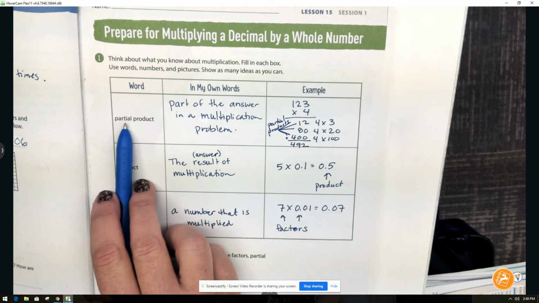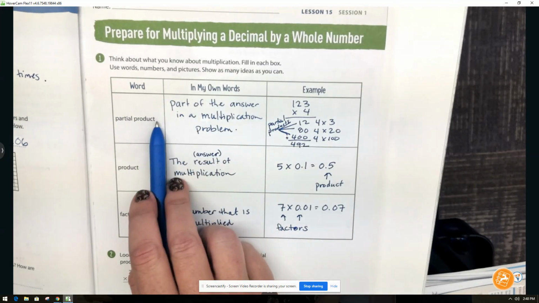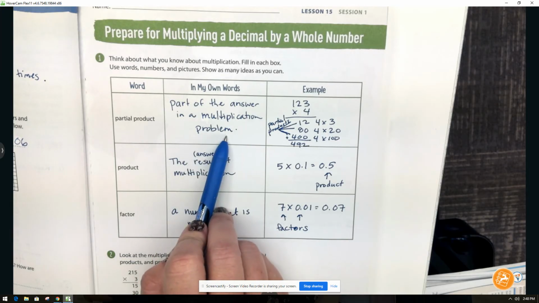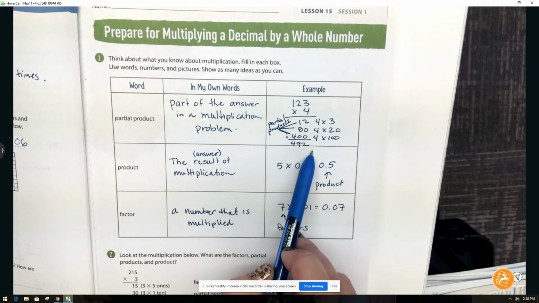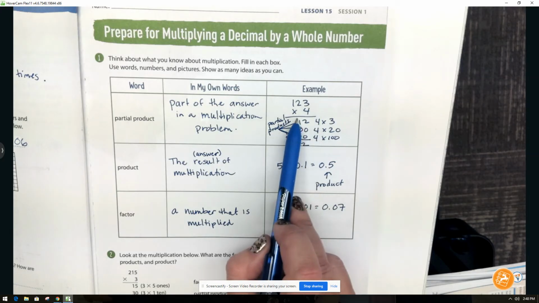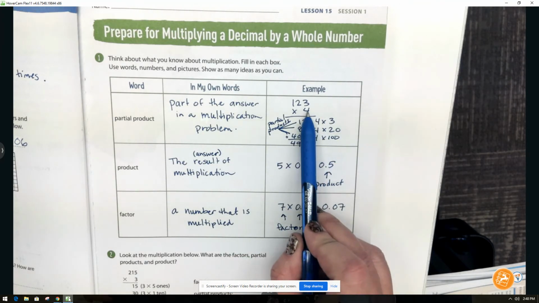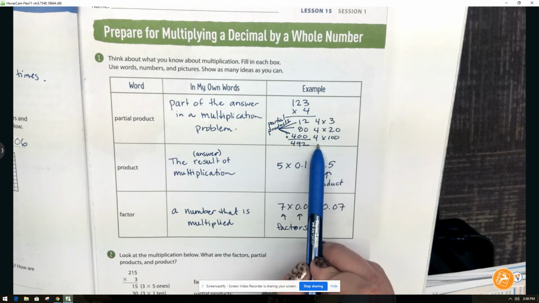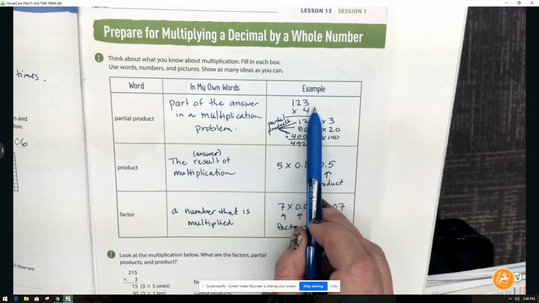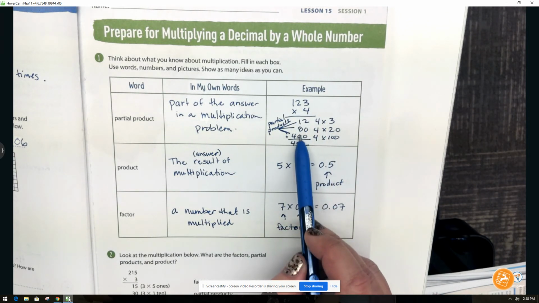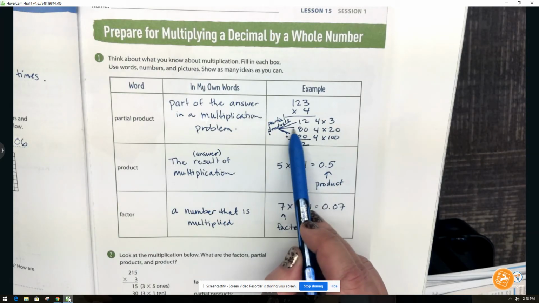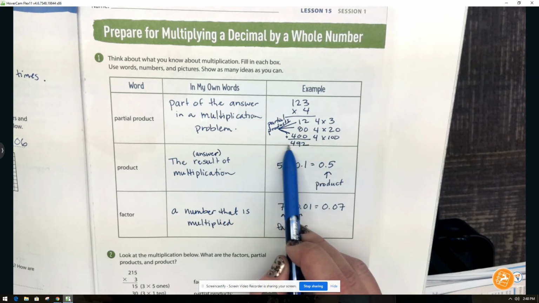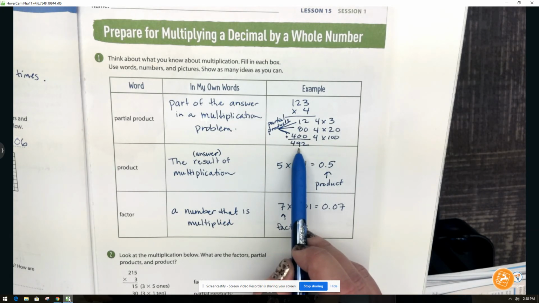So first, we're going to look at partial product. In my own words, what is a partial product? A partial product is part of the answer in a multiplication problem. So if we were using the partial product method to multiply 123 times 4, we would multiply first 4 times 3, then 4 times 20, and then finally 4 times 100. Now, each of these three products are called partial products because they're each part of the answer. When we add those partial products together, we get our final product.